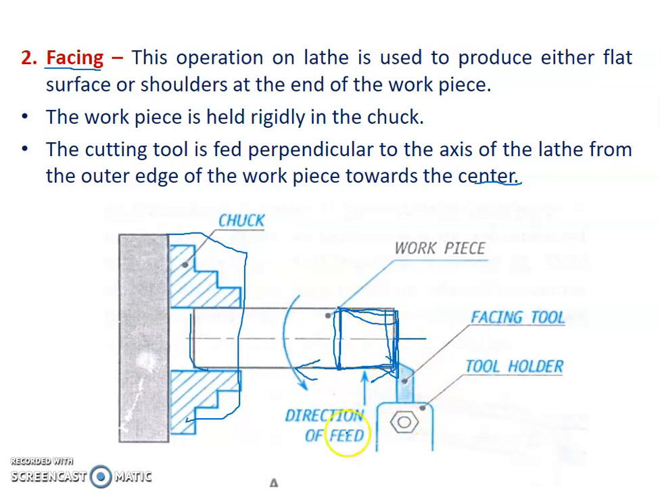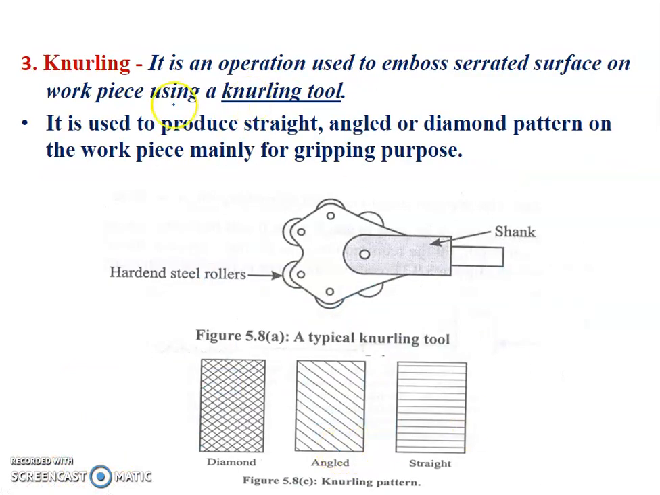Okay, so this is called the facing operation. Next we'll go to the next operation, that is called knurling. It is an operation used to emboss a serrated surface on the workpiece using a knurling tool. It is used to produce straight, angled or diamond patterns on the workpiece, mainly for gripping purposes.